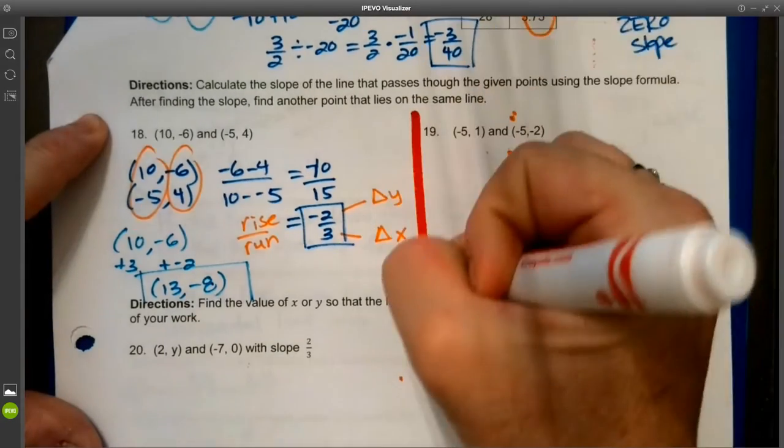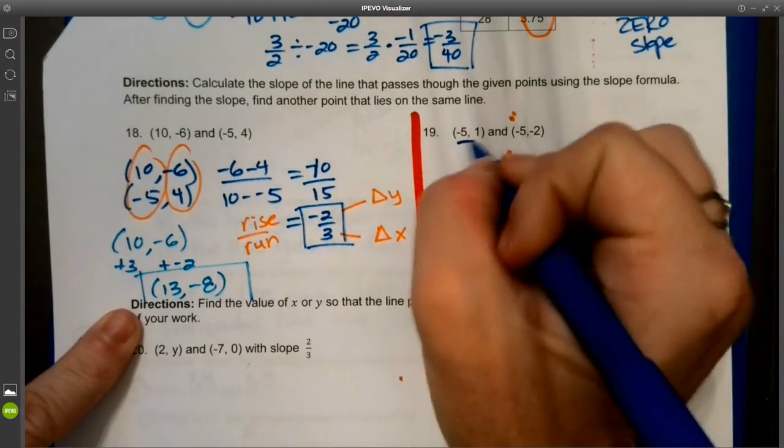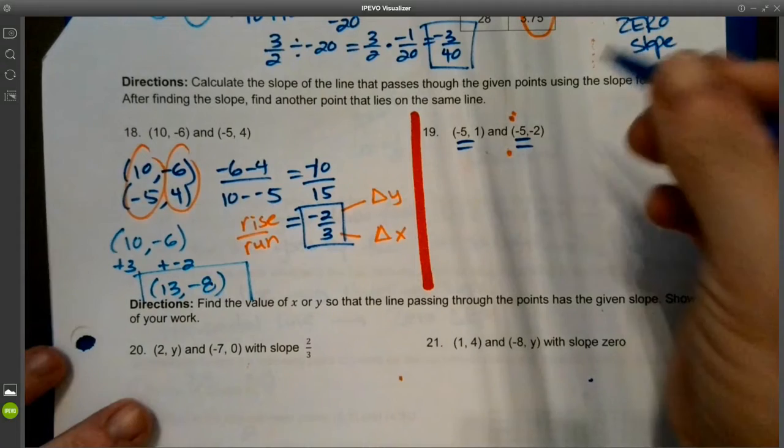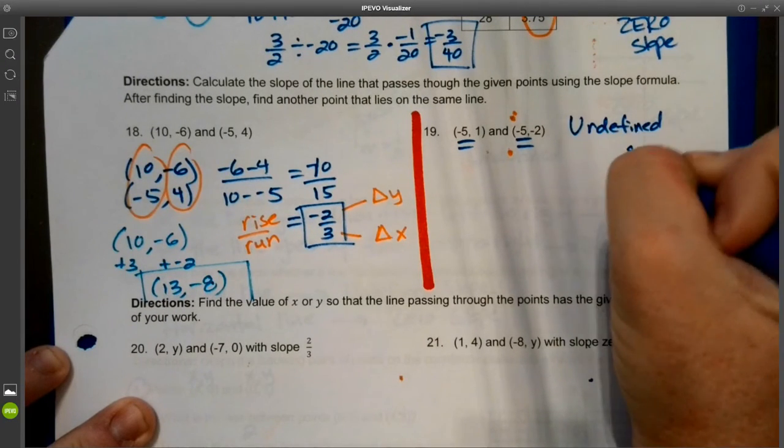Or I'm going to slide this, put that in the middle. And I'm going to look at 19. Same thing. I'm trying to find slope. Whoa, whoa, whoa. Heads up. Are you seeing what I'm seeing? Are we both seeing it, that the x values are the same? So this is going to be an undefined slope. This is going to be a vertical line.